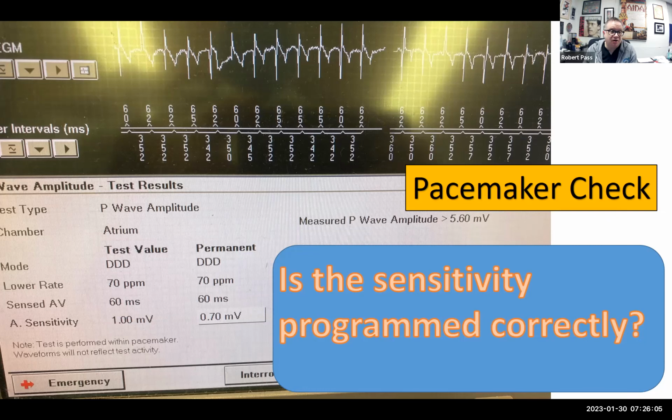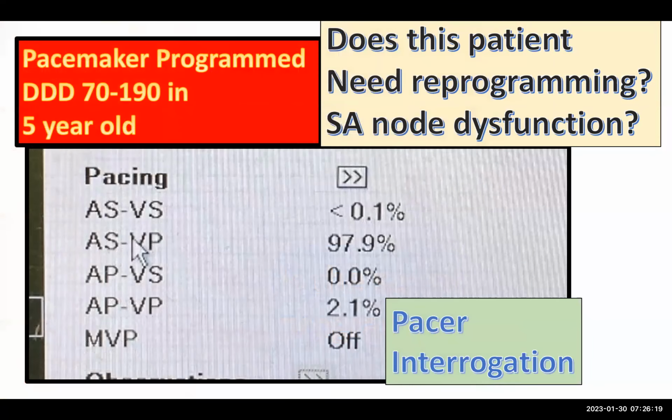It's not quite as hard and fast as threshold programming, where we would always program the output at a minimum of double the threshold, except in very rare circumstances. Thank you. All right.